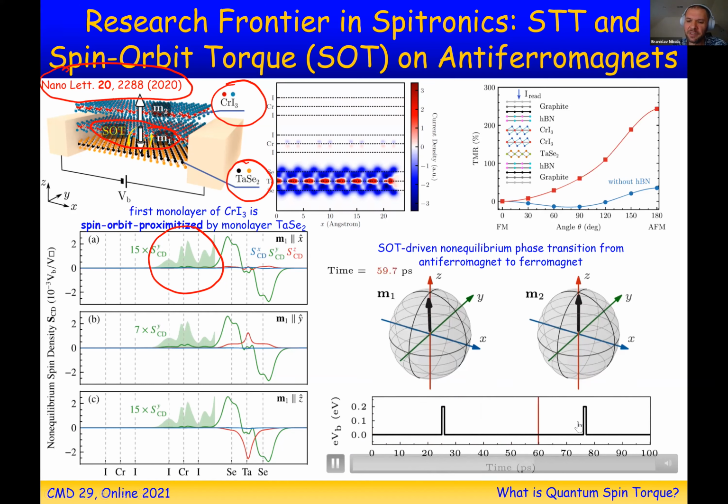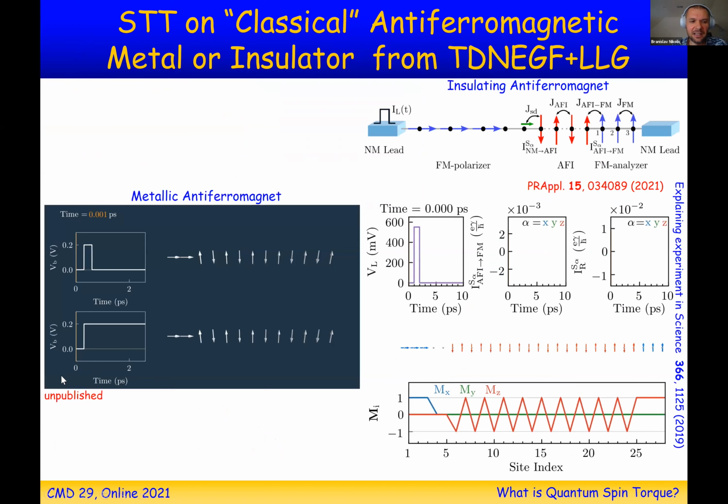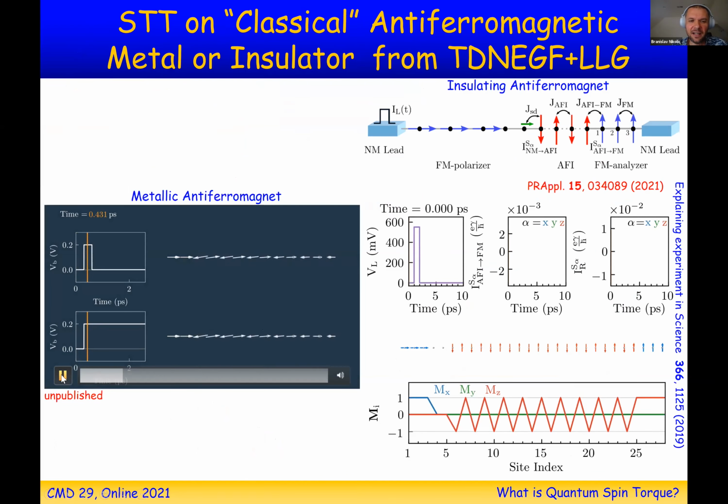The second pulse comes in, and I reversibly, or nature reversibly, switches back this chromium iodide to the antiferromagnetic phase. But this is all classical. The question is what would happen if you start treating this antiferromagnet quantum mechanically. And so here is, again, an example of torque on classically treated antiferromagnets.